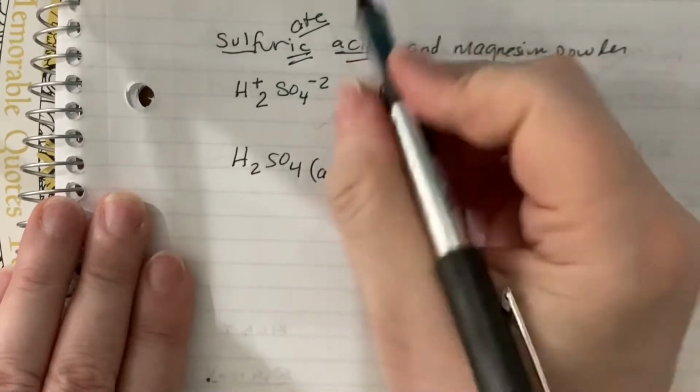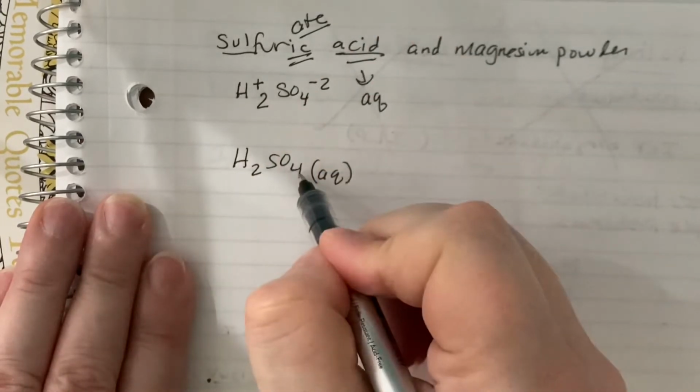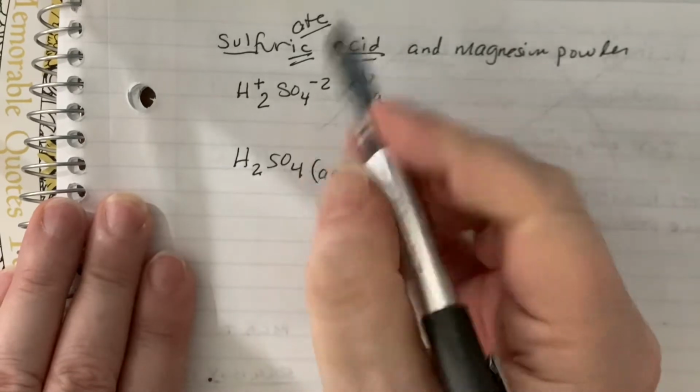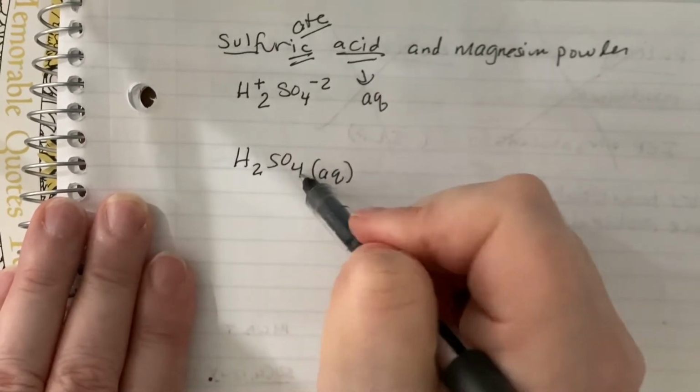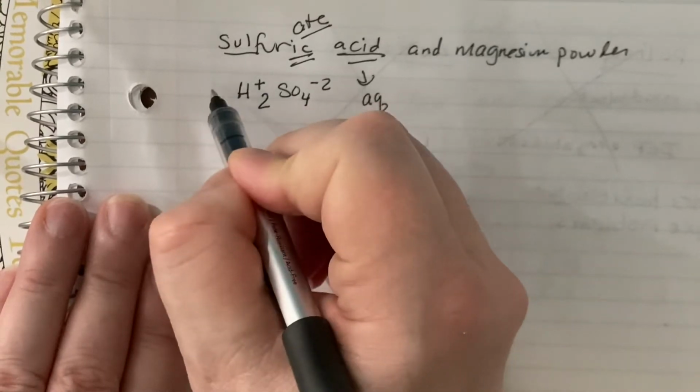It's aqueous because acids are always aqueous. And remember, when we write the formula, we only write the number of atoms. So there's 2 atoms of hydrogen, 1 atom of sulfur, and 4 atoms of oxygen. We only use the charges for crisscrossing.